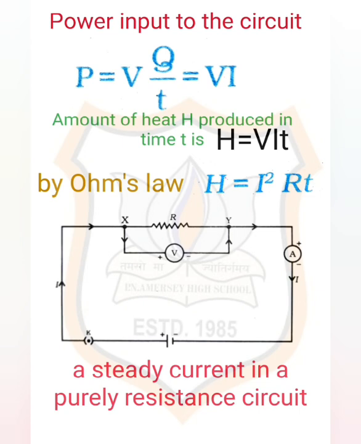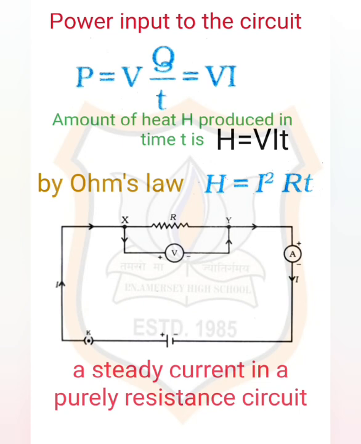And what happens to this energy expended by the source? This energy gets dissipated in the resistor as heat, and thus for a steady current I, the amount of heat H produced in time t is given by H is equal to VIt. And by applying Ohm's law, H is equal to I square Rt.